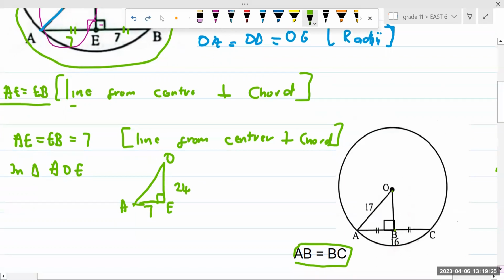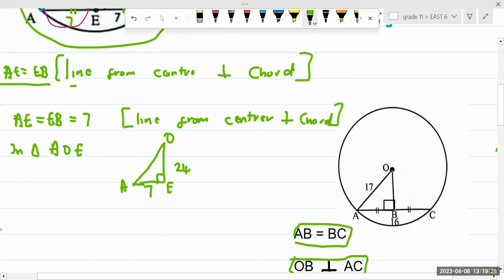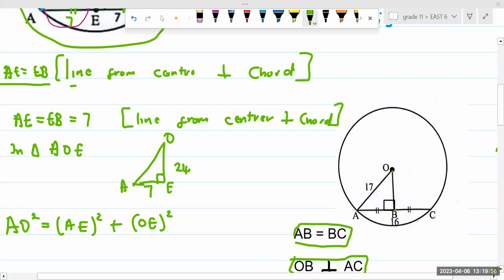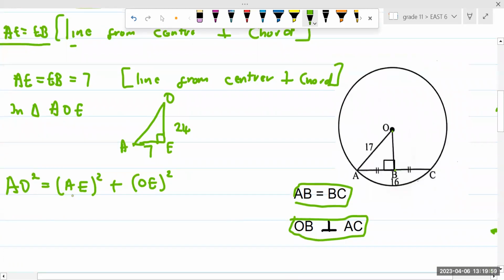And then we can use our theorem of Pythagoras to get OE. So we are looking for AO all squared, which is going to be given as AE all squared plus OE all squared. Now we can move on from here. What is going to be our AE?